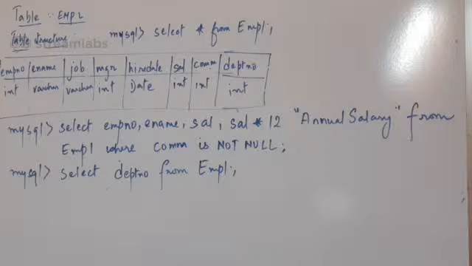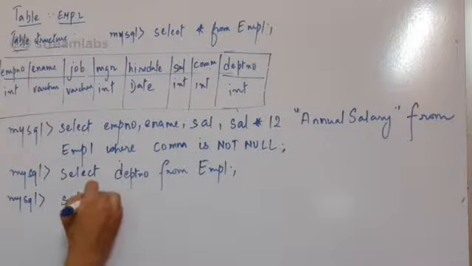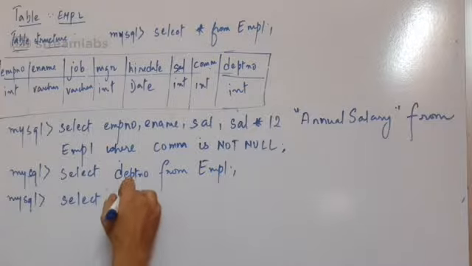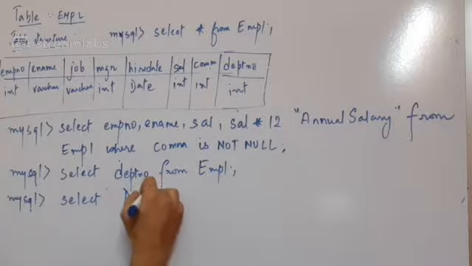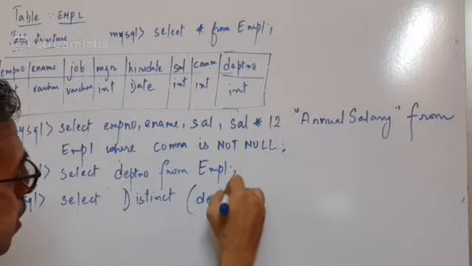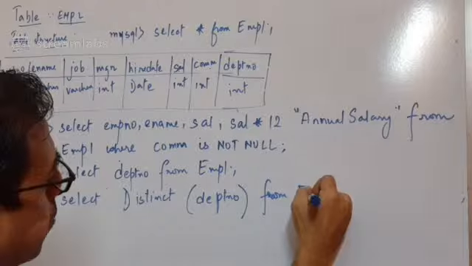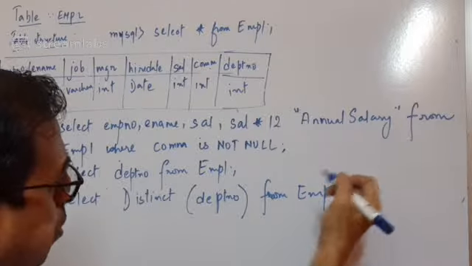So as I told you, there could be multiple repetitions of the same department number. How will you extract only the single instance? At the MySQL prompt, select, and here you'll have to use the keyword distinct. So distinct followed by your DEPT number from your table name, EMPL. So this you'll be using.